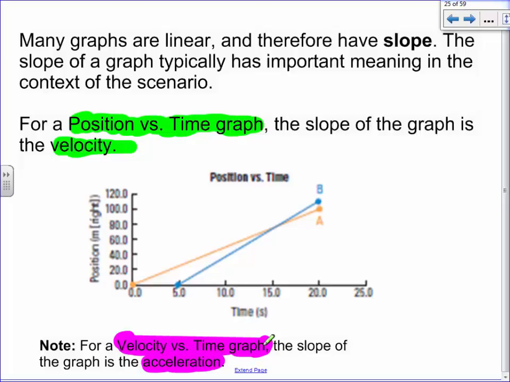So if you have position and time and you calculate the slope, it's how fast you're going. But if you have a velocity and time graph and you calculate your slope, it's actually how much speeding up you're doing.